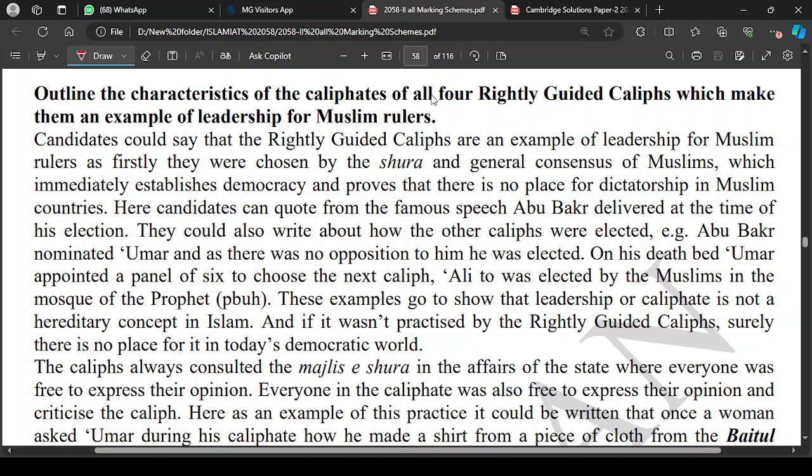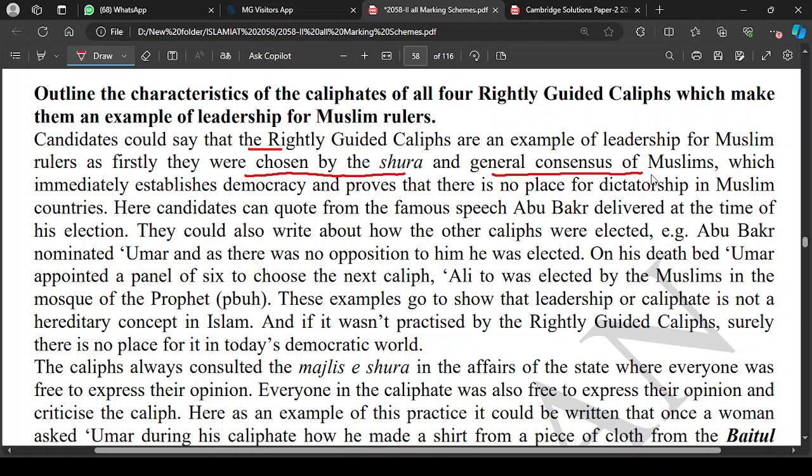Okay, the way they have been elected. Okay, the way they used to consult with their fellows, with their advisory council. Okay, you need to select some relevant examples from their caliphate. Like you can start your answer from here, that the rightly guided caliphs are an example of leadership for Muslim rulers, as firstly they were chosen by shura and the general consensus of the Muslims.